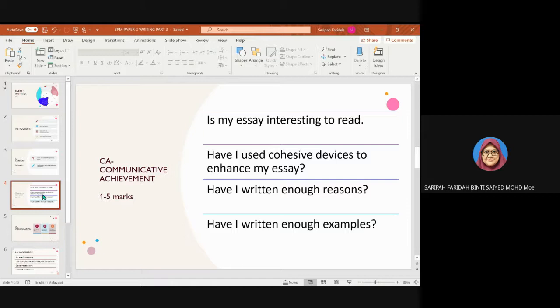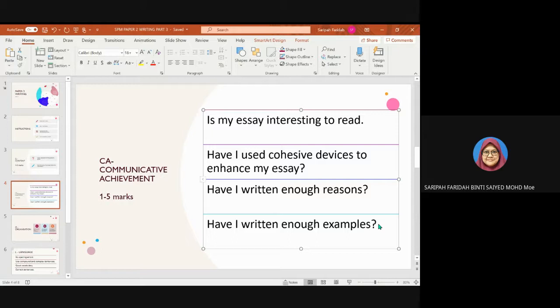So communicative achievement, in other words, is meaningful. What you have written is meaningful to the reader. Okay. And another thing about communicative achievement is that it's smooth. It just flows, meaning when I read, I don't stop, thinking, oh, what's this? It's smooth. Does it flow?